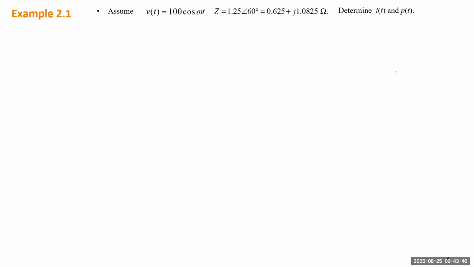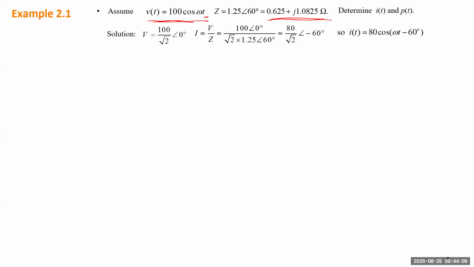We use one example from the textbook. So let's assume the instantaneous voltage will be this one, have 100 volt as peak value, and the phase angle is simply just 0. And we have load impedance. We're going to determine the current and also instantaneous power.